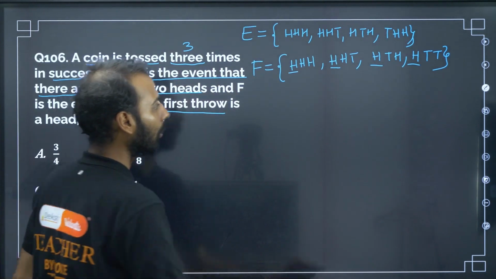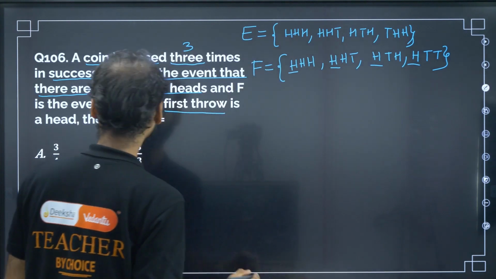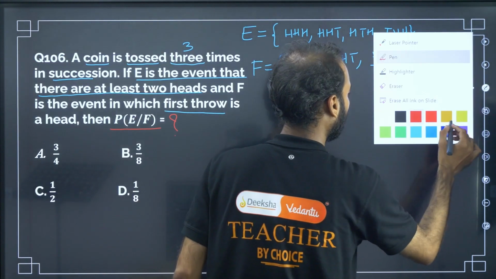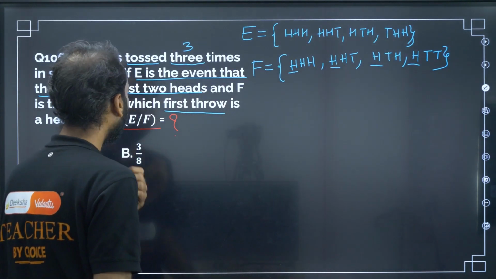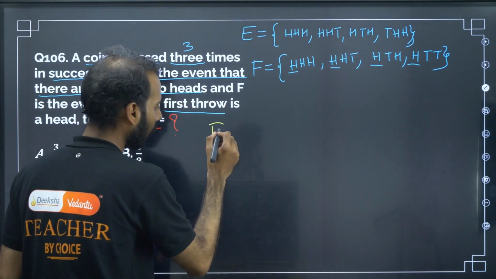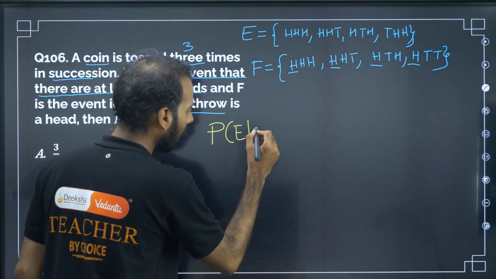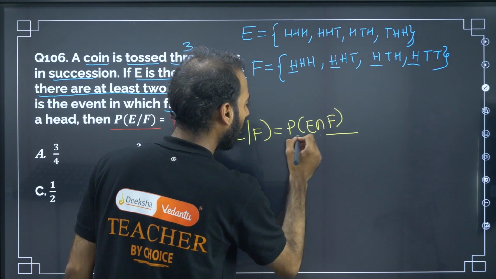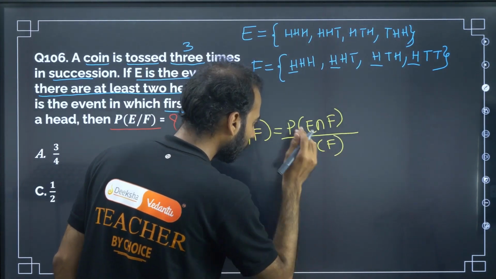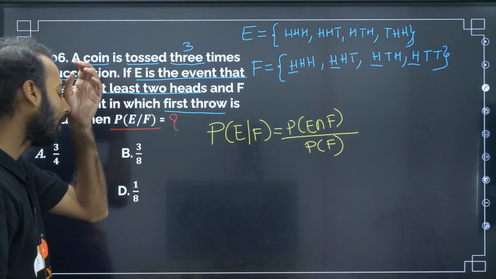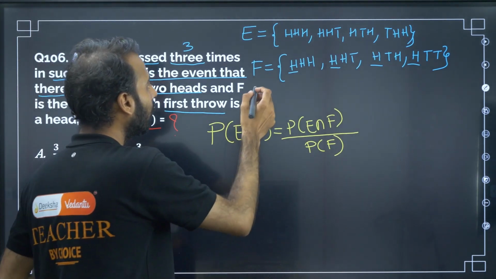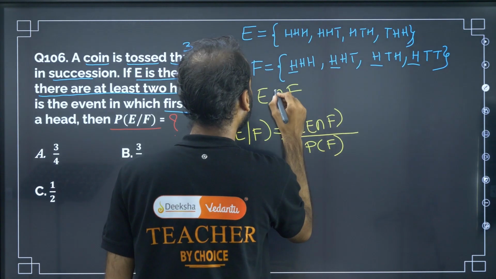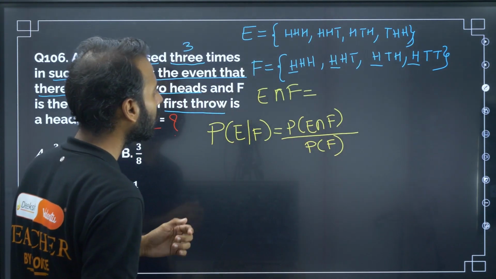And then P of E given F is equal to, what are they asking? They are asking to find this: P of E given F. Now they are talking about conditional probability. For conditional probability, you should know this formula: probability of E given F is equal to probability of E and F by probability of F. Now, what is common between E and F? E intersection F is what is common between this and this.